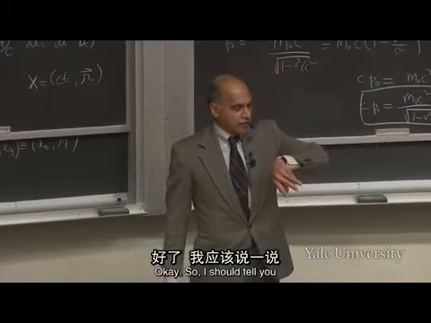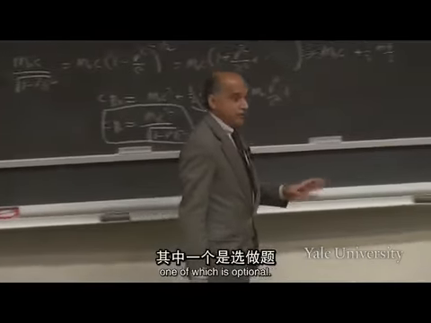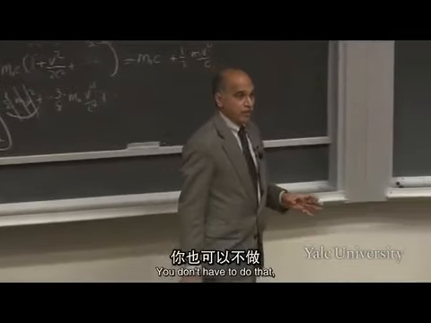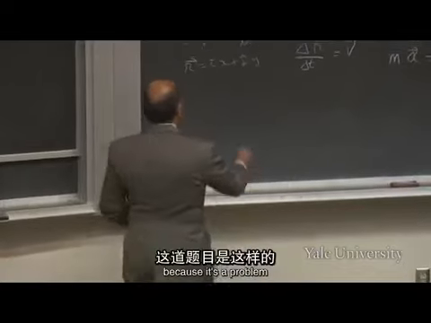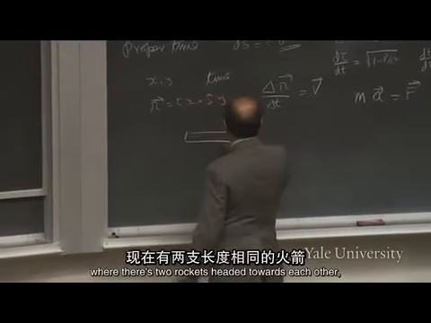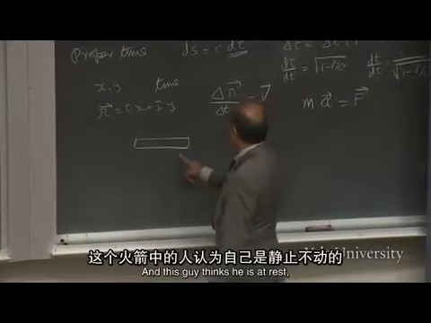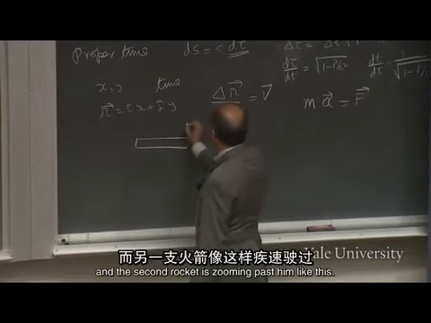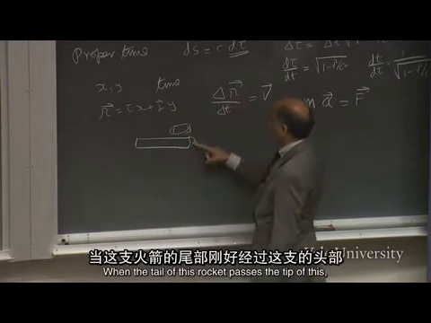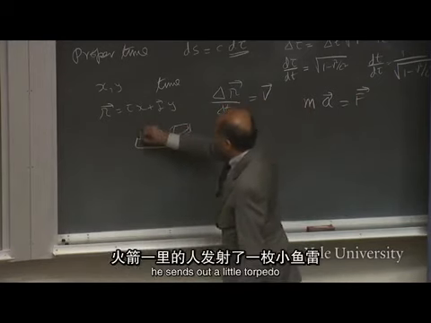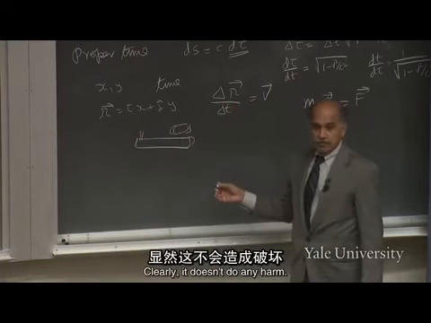Okay, so I should tell you that I've given you guys two more problems, one of which is optional. You don't have to do that, but it's a very interesting problem. And I want you to think about it, because it's a problem where there are two rockets headed towards each other, both of the same length, say 1 meter. And this guy thinks he is at rest, and the second rocket is zooming past him like this. When the tail of this rocket passes the tip of this, he sends out a little torpedo aimed at this one. Clearly, it doesn't do any harm.